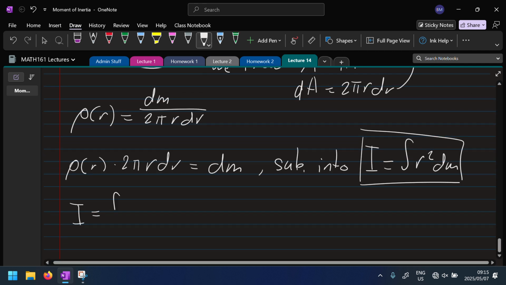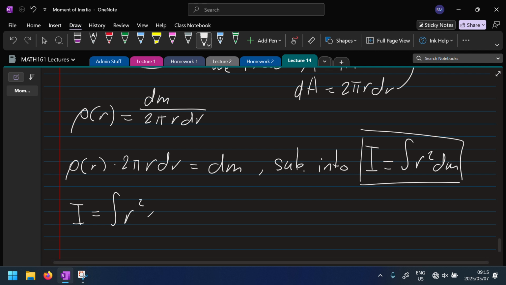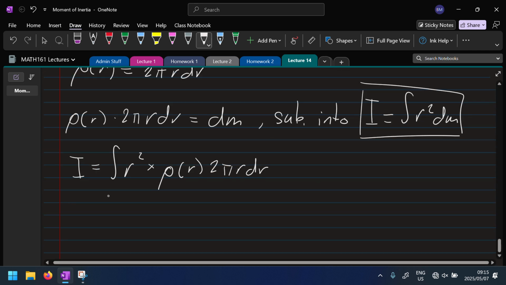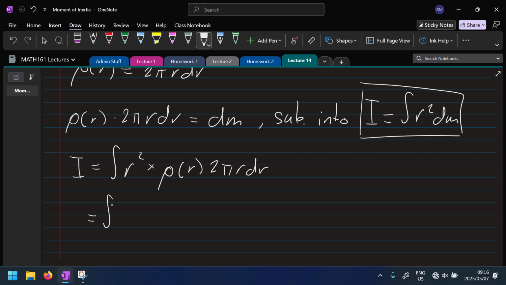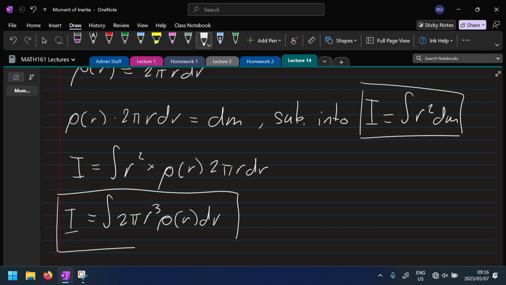So I, that's going to be the integral of r squared times dm, but dm is all of that on the other side there. That's going to be rho of r 2 pi r dr. Now we've got an r squared and another r, so that will be r cubed. So this will be the integral 2 pi r cubed rho of r dr. Okay, and that is the third equation that we need.